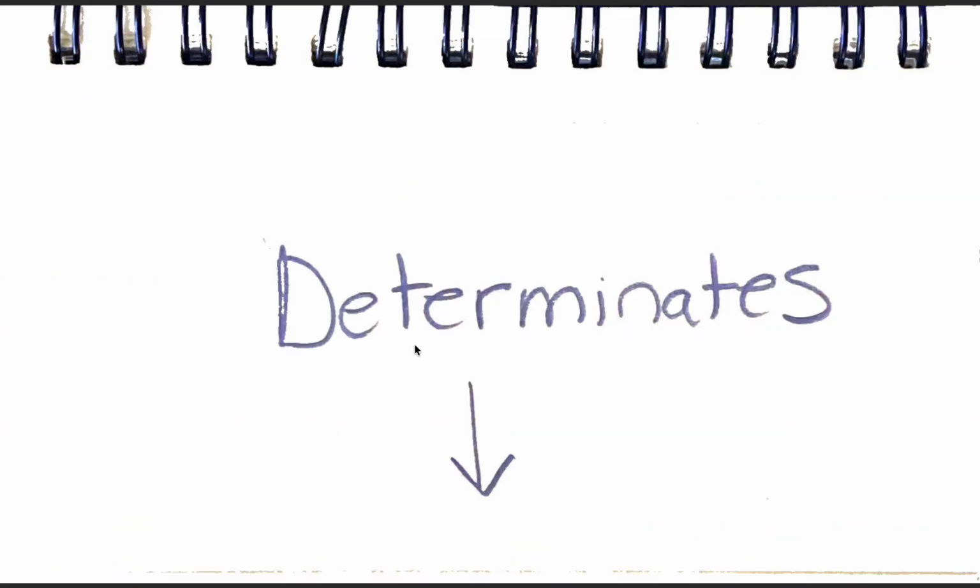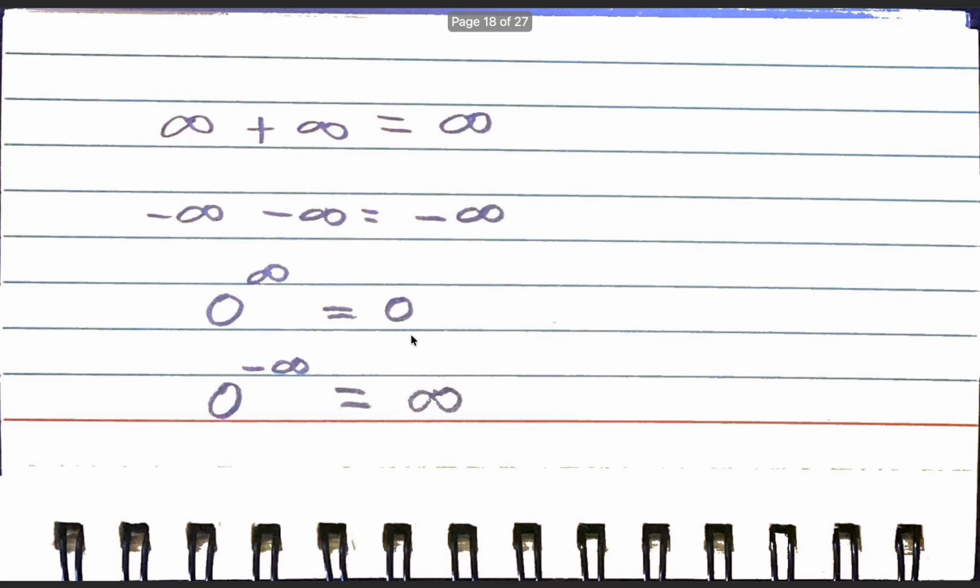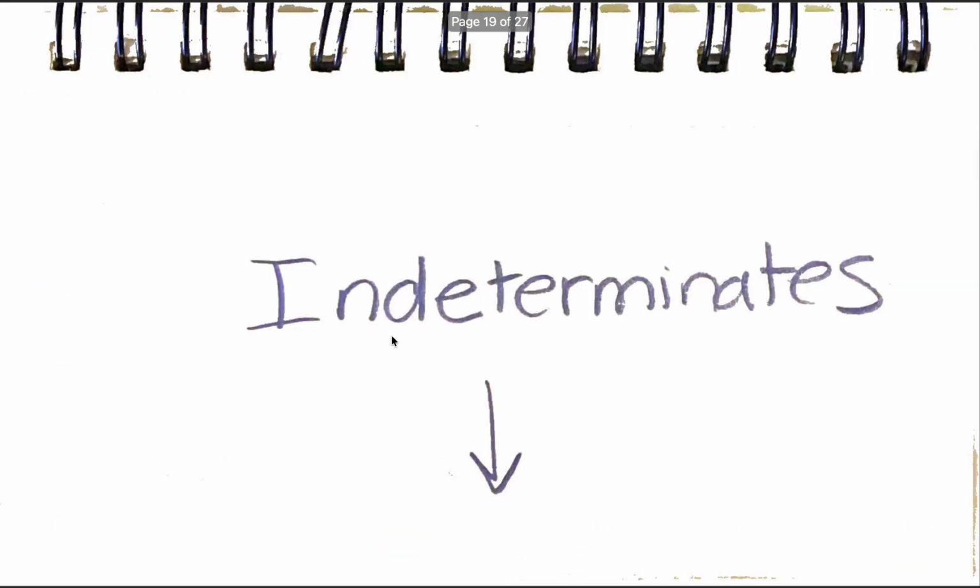Let's take a look at some determinants. So if you add 2 positive infinities, you will get positive infinity, no doubt. If you add 2 negative infinities, the answer will be negative infinity. If you raise 0 to the infinity power, it will still be 0. Same thing as negative infinity. This one will be positive infinity, however. What are some indeterminates, by the way?